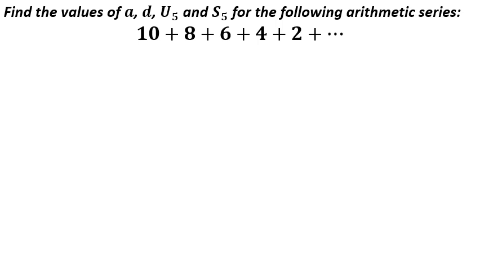What you should have is a equals 10. That's the very first term. It just means the number at the beginning. D equals -2 because the common difference is what we add every time. That's how it's defined, which means if you're taking away 2, then the common difference is -2. 10 add -2 gives 8. 8 add -2 gives 6, and so on. U5 just means the term in position number 5. In this case, that's 2.